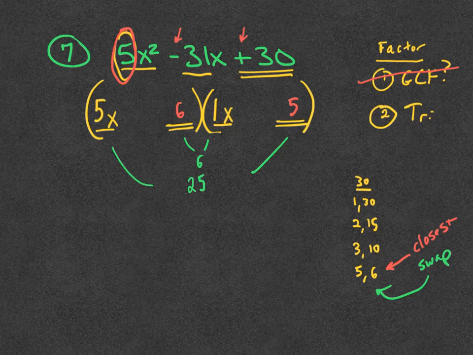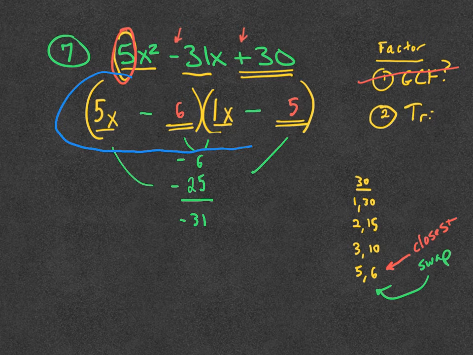5. And with these new numbers, now we can make negative 31 if the 6 is negative, and the 25 is negative. Negative 6 and negative 25 does give you negative 31. So that tells us what our signs up here need to be. And by the way, when you enter that into the computer, you never put in 1x. We're just going to put in x.